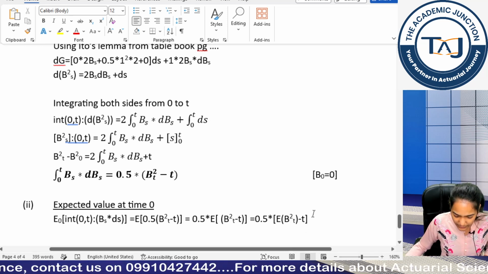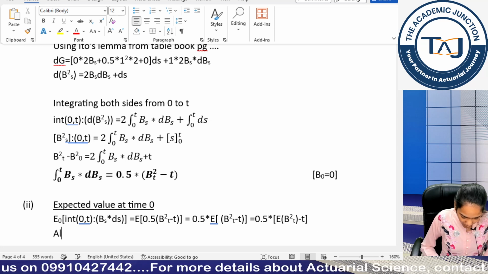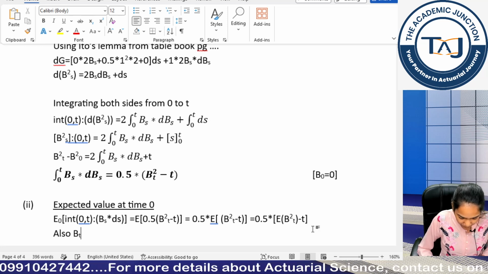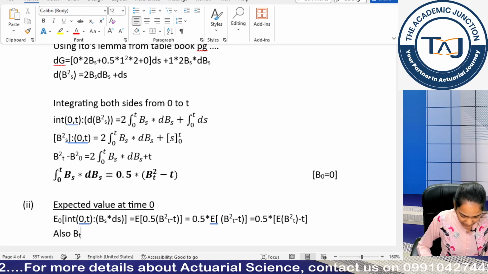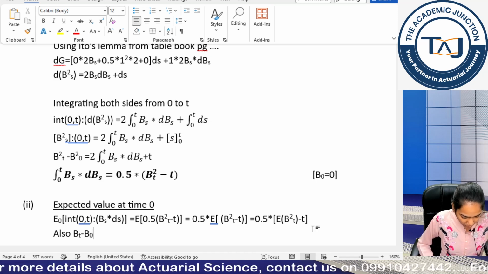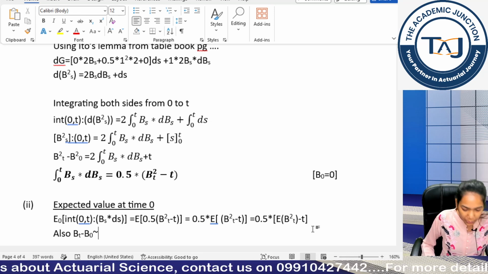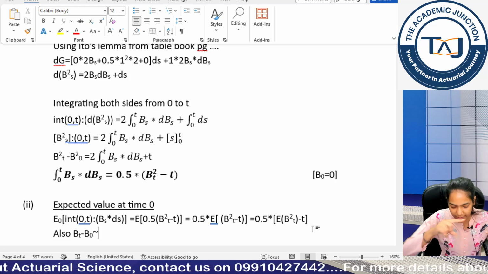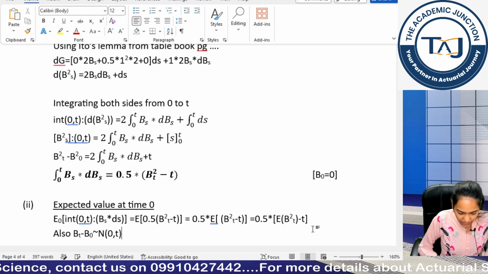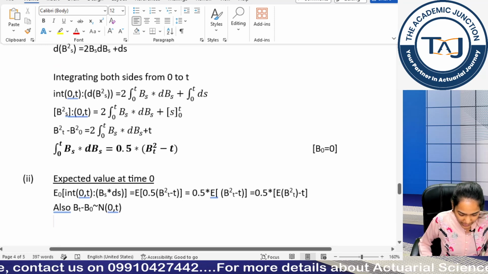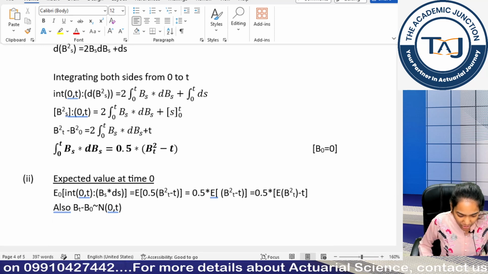Okay guys, let's move forward. Also Control Shift minus, Bt minus B0, basically follows. The follows sign is above the tab key on the left hand side of the keyboard. You can see a squiggle sign, right? That's your follows sign. So normal 0 comma t. Now I can simply write the equation that I am getting, right? So let's write the equation.